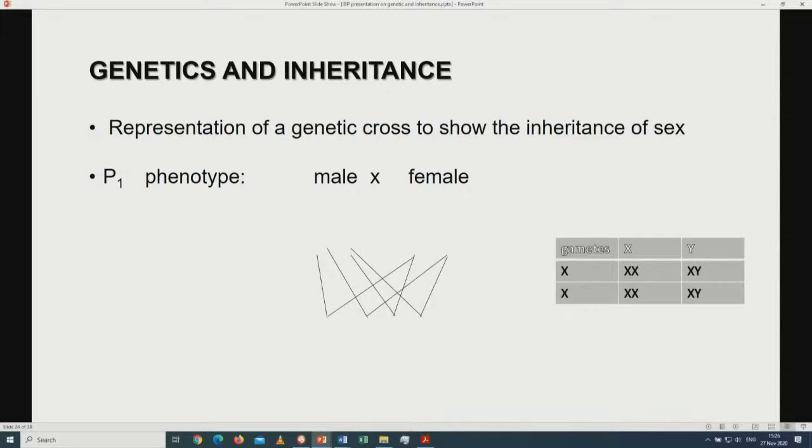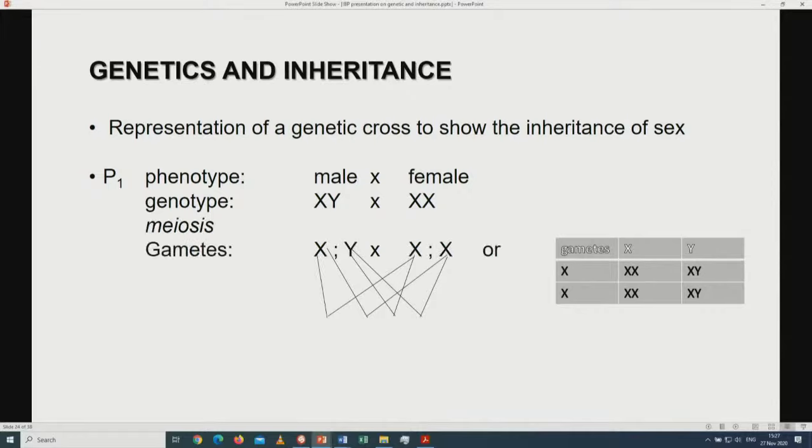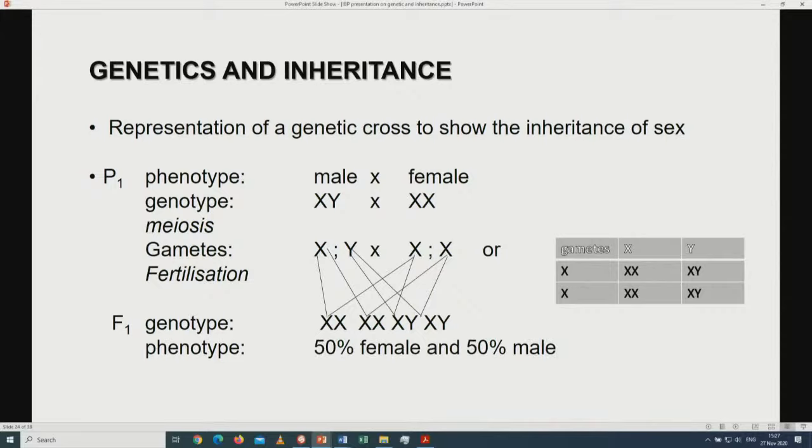Now, a representation of a genetic cross to show the inheritance of sex is that the P1 generation phenotype will have a male and a female. The genotype of a male is represented as XY, and the genotype of a female is represented as XX. Meiosis occurs, which forms the gametes, and then during fertilization, the genotype of the F1 generation is determined, and the phenotype, which is 50% chance of having a female and 50% chance of having a male.